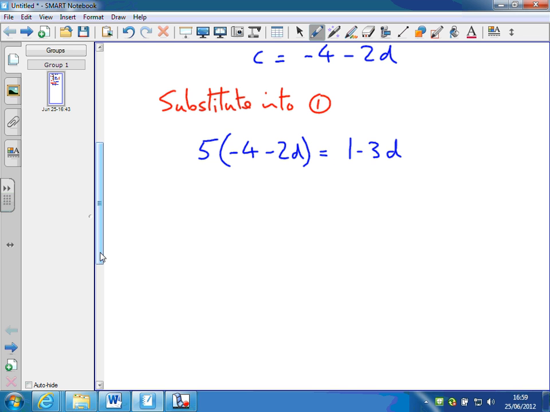First step, multiply out the brackets. 5 times minus 4 is minus 20. 5 times minus 2D is minus 10D equals 1 minus 3D.